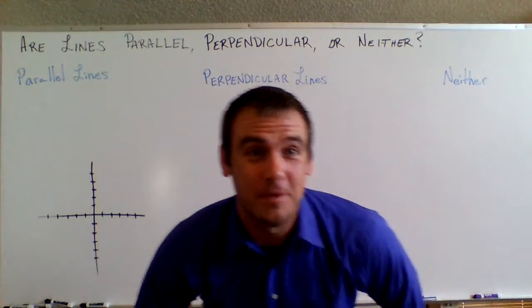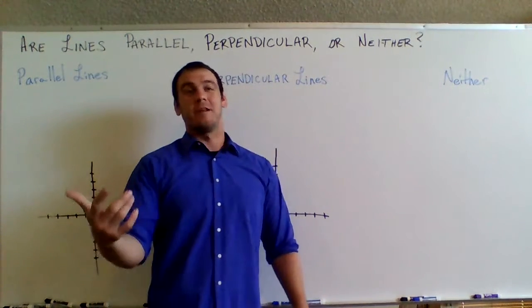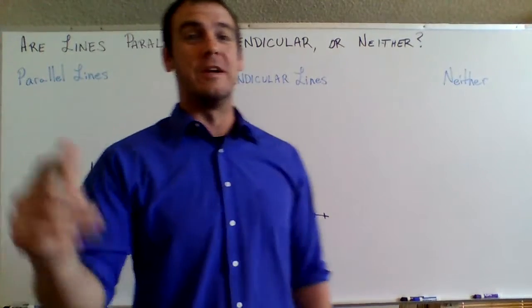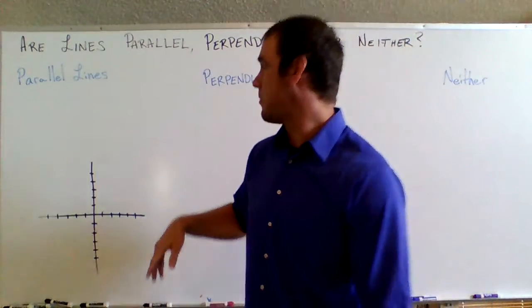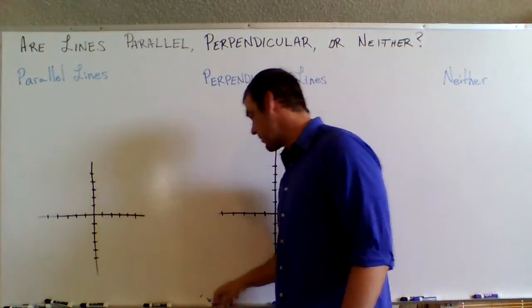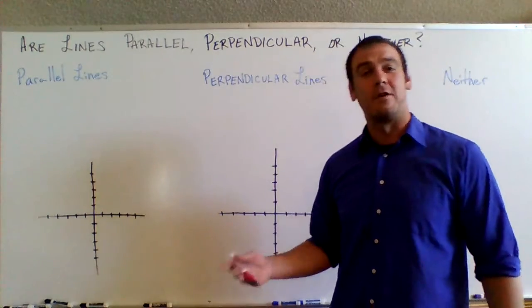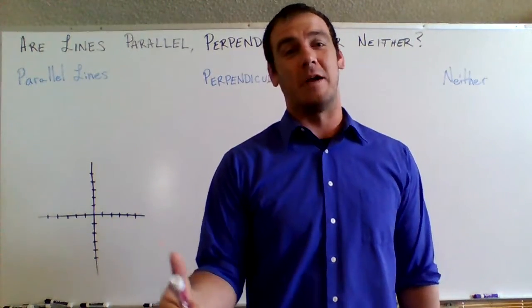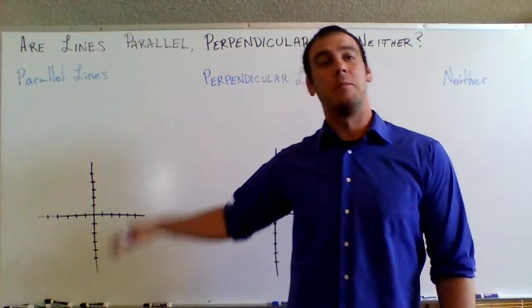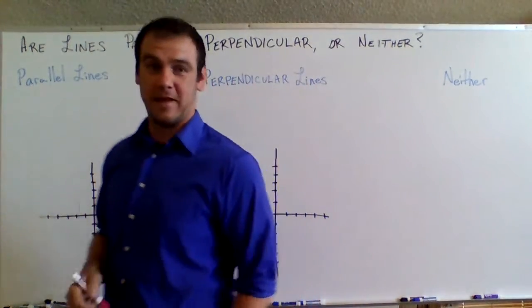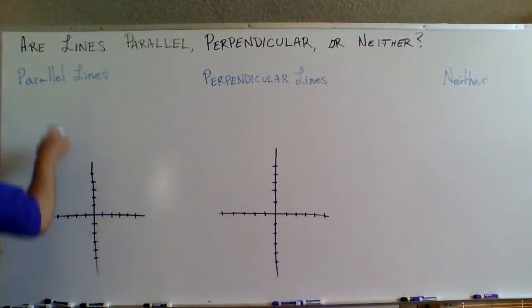Alrighty, so today we're going to be determining if lines are parallel, perpendicular, or neither. We're going to begin with parallel lines. But no matter what we have going on here, it's really going to come down to the slope. Parallel lines will have the same exact slope every single time.